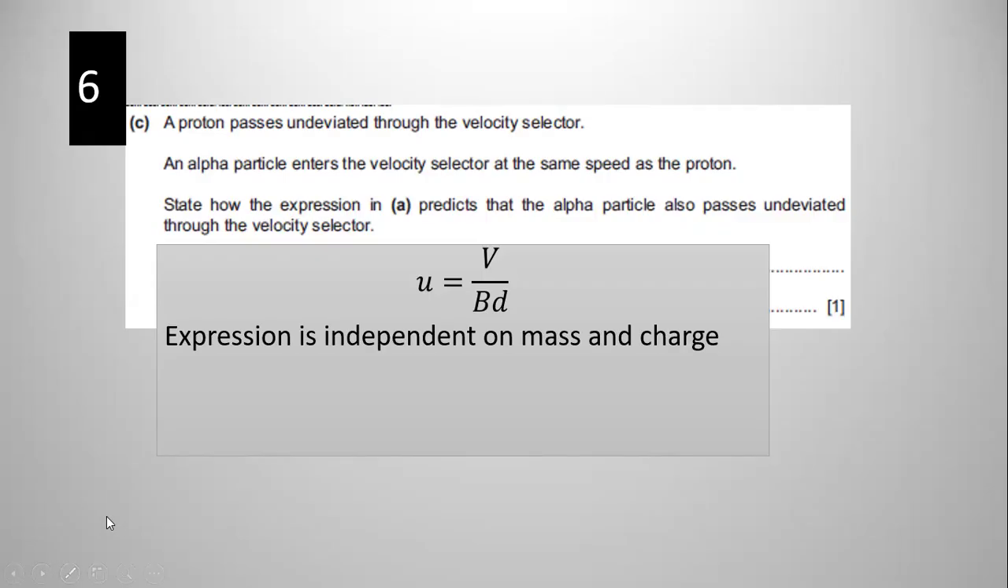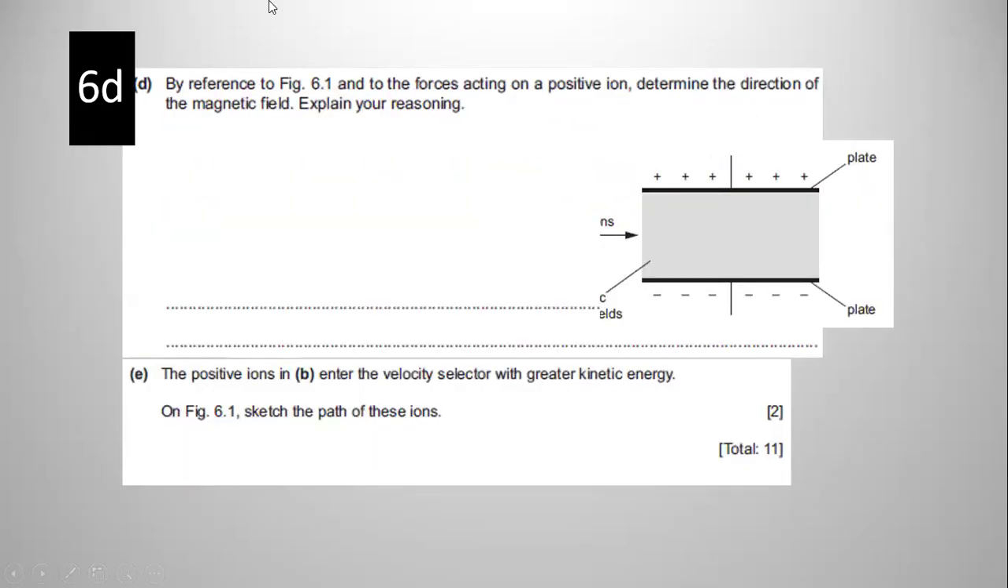Okay, by reference to figure 6.1, that's your figure, and the forces acting on the positive ion, determine the direction of the magnetic field and explain your reasoning. Where should the magnetic field be? Electric force downwards, magnetic force upwards. Huh? Current is from left to right.